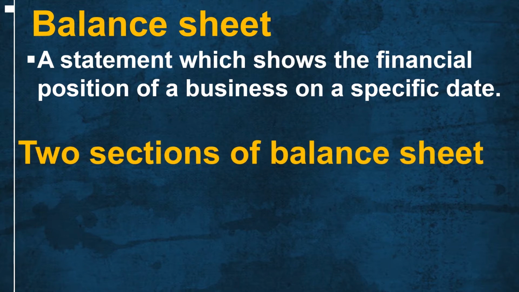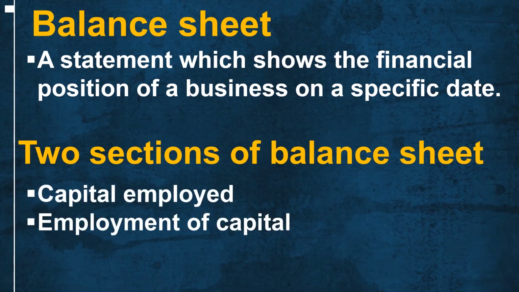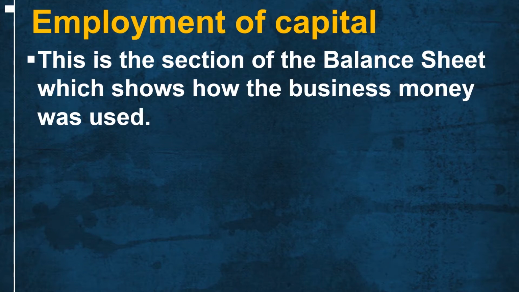A balance sheet consists of 2 sections, namely capital employed and employment of capital. Let us then define what capital employed is. This is the section of the balance sheet that shows the source of money in the business, while the employment of capital is the section of the balance sheet which shows how the business money was used.